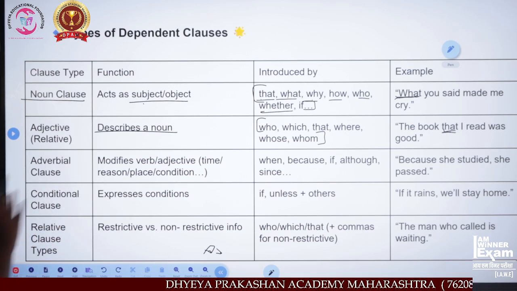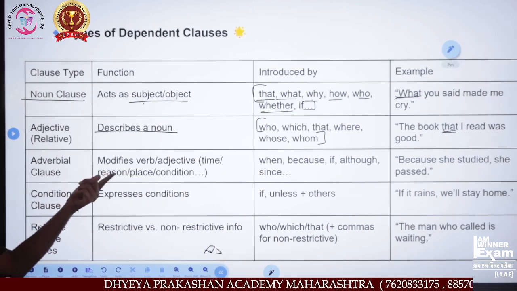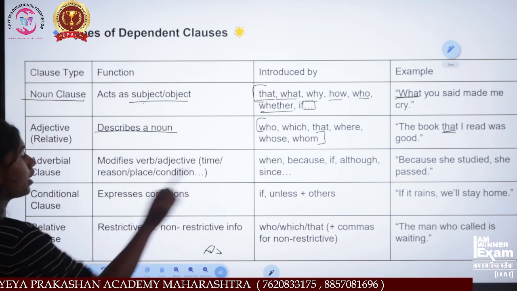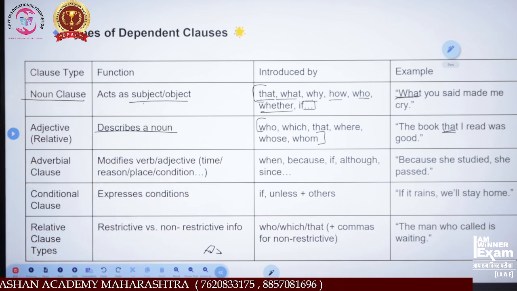The next is the adverbial clause. It modifies verbs and adjectives, and shows time, reason, place and condition.